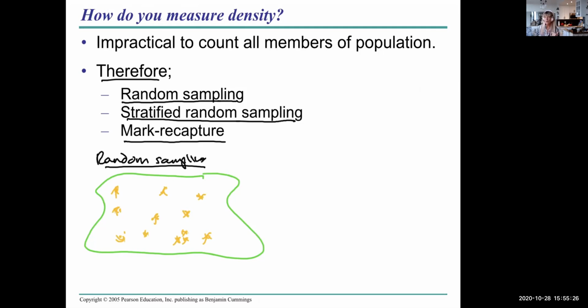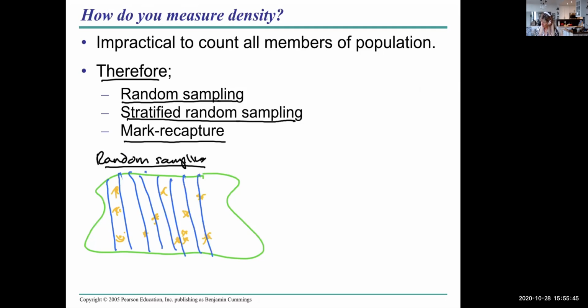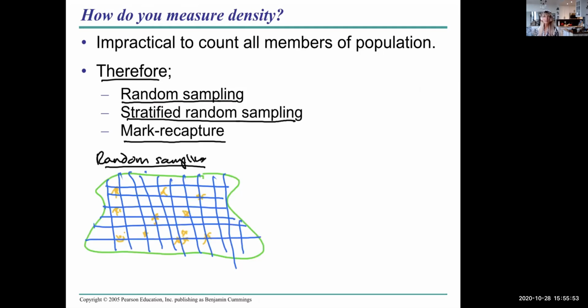So we're going to do some random sampling. Could we count all of them? No, we can't. So instead, we could make a grid, a geographic grid. It's also easy nowadays because we have Google Maps and Google Earth and all these great tools. So we've made a grid like that with our geographic information system.